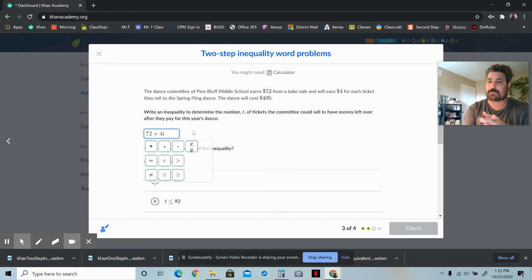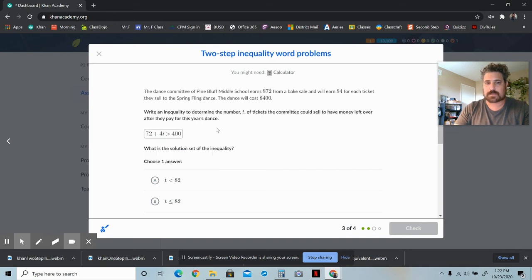Now they have to raise $400, but they want to have leftover money, which means they can't just get 400, because then they would have nothing left over, right? We want to know how many tickets they would have to sell to have leftover money. So this total amount that they earn has to be not just equal to 400, but greater than 400, because they want leftover money. So this is the inequality that you would write.